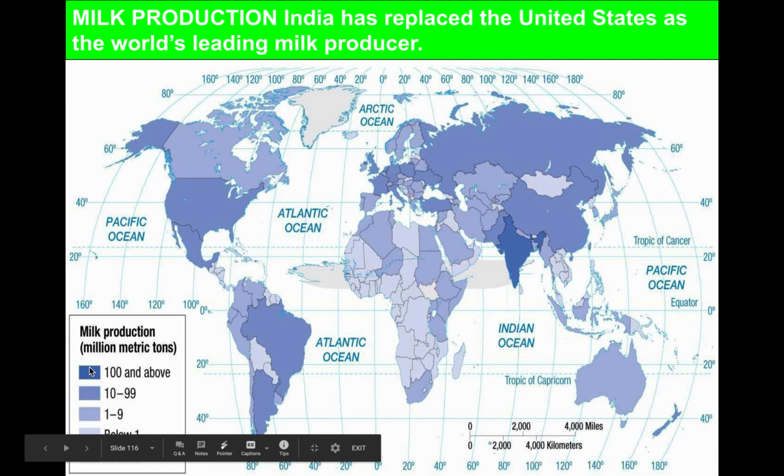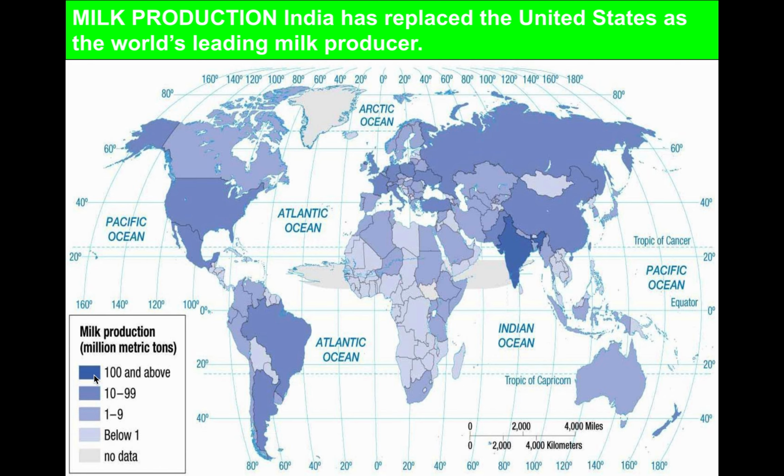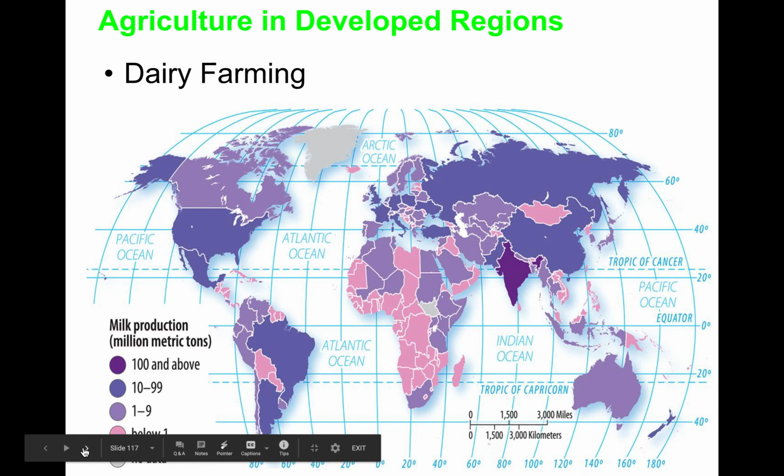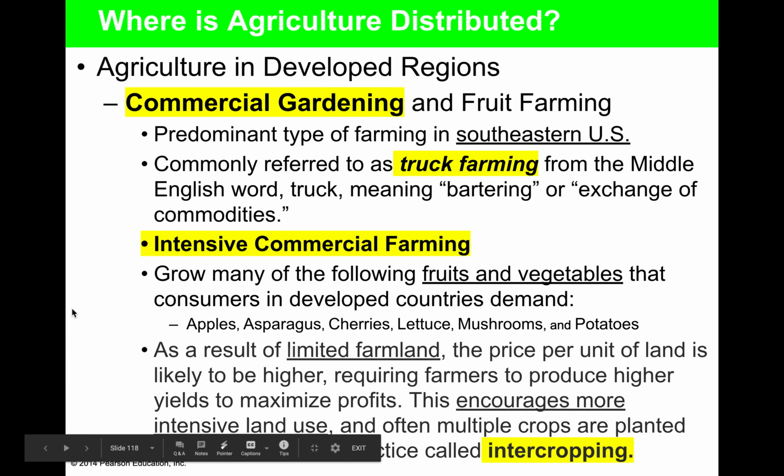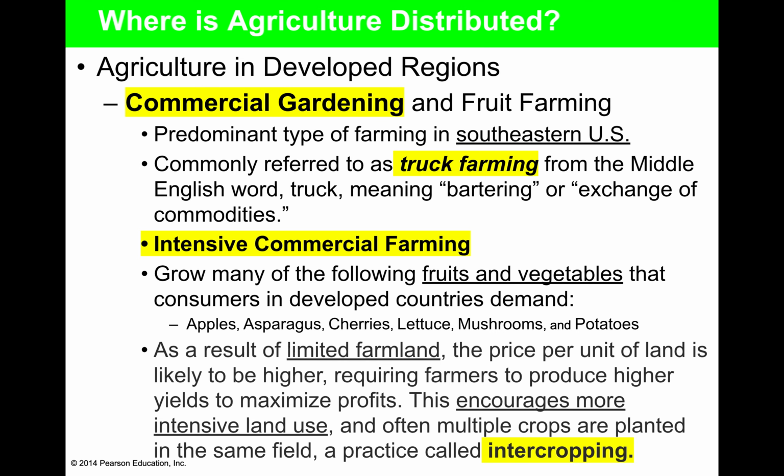Here we look at milk production. Globally, we can see that India is the largest producer of milk. And again, dairy farming, million metric tons. Moving on to commercial farms. Commercial farms are also referred to as truck farms. Commercial farming, they have a longer growing season, so it's found in the southeastern portion of the United States.